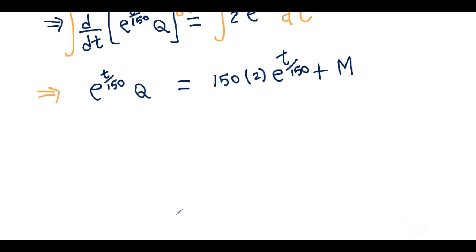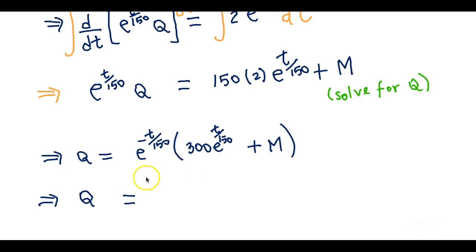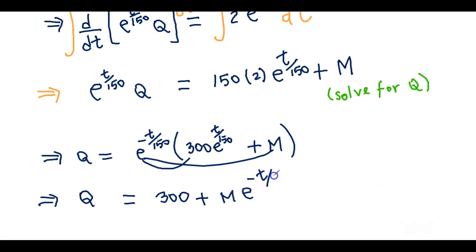So what we do next is to solve for Q, which implies that by multiplying this exponential by every term in this sum, we end up here with 300 plus, I'm going to write the constant first, M times e to the minus t over 150. And this would be the expression we obtain for Q of t.